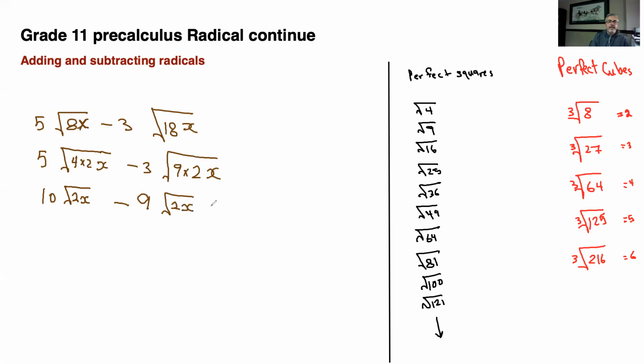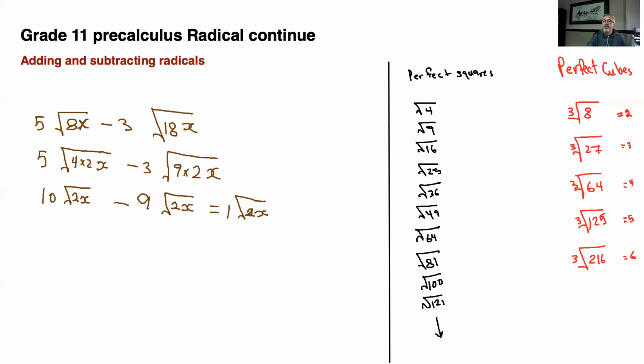And when you add or subtract this from this, they are like terms since they have the same radical. So you just go 10 minus 9, which is 1 square root of 2x. So you don't have to write the 1 there because everything has a 1 in the front of it. So the answer is just 1 if you want, 1 square root of 2x. So this is the second example.